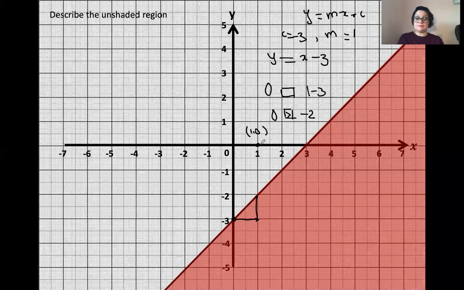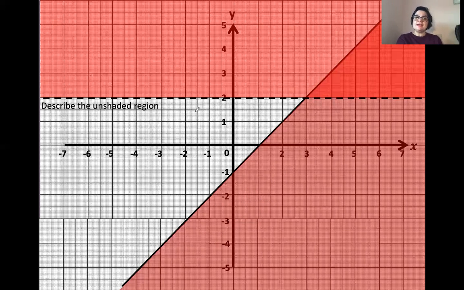That means if you try the same thing with other points on this wanted area, or the unshaded area, you are going to find out exactly the same thing. All the points are going to be bigger than -2. And that means the inequality for the unshaded region is going to be y bigger than or equal to, equal because it's a solid line, x minus 3. And this is how you find the inequality of the unshaded region. There you go.